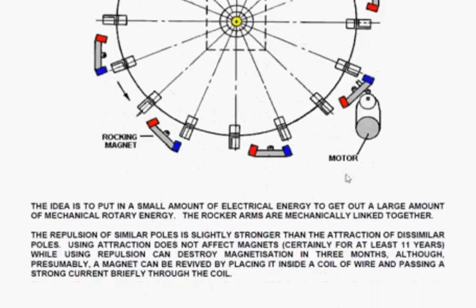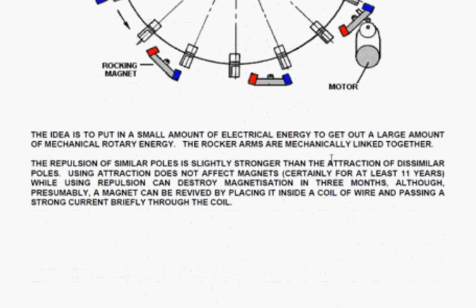Now, there are lots of different ways to do that sort of thing. And the idea is to put in a small amount of electrical energy to get out a large amount of mechanical rotary energy. All of the rocker arms are mechanically linked together. Now, the thing you should understand about magnets is the repulsion of similar poles is slightly stronger than the attraction of dissimilar poles.